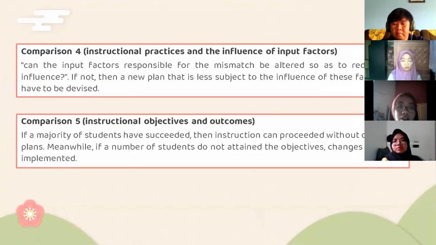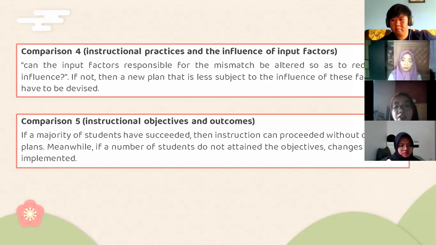And the next is comparison 4. We compare the instructional practices and the influence of input factors. So a question arises here, such as: can the input factors responsible for the mismatch be altered so that we can reduce their influence? If not, a new plan that is less subject to the influence of these factors may have to be devised.